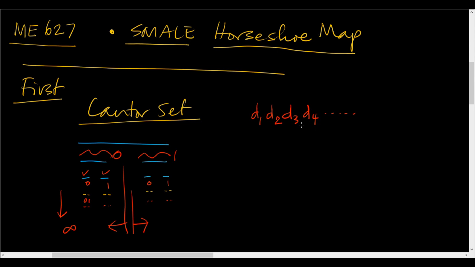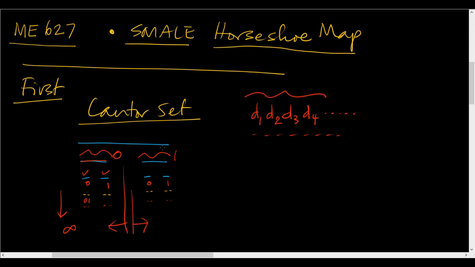What is interesting is that when I give it any finite number of these digits, I still have an interval of strictly non-zero length. So there are infinitely many, uncountably infinitely many points which have the same digits for any number of digits. Okay, so there is one issue there.